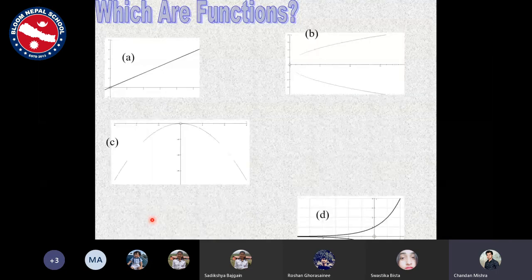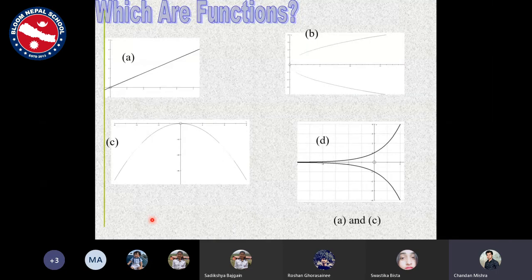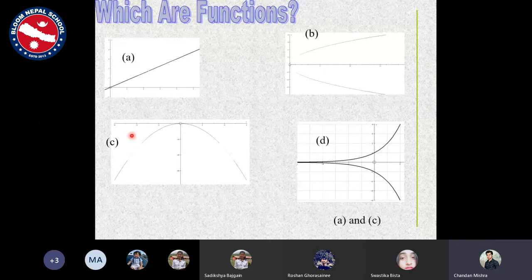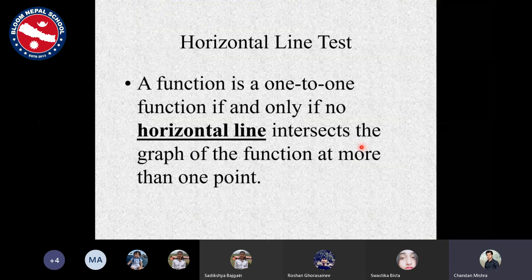In this animation, it shows when we are drawing a vertical line through the graphs, in only the graphs A and C, you can see that the vertical line cuts the graph at one point. The other two cross at two points. That is why only A and C are functions and B and D are not functions, right? Now in this class, we are going to learn about the horizontal line test, right?